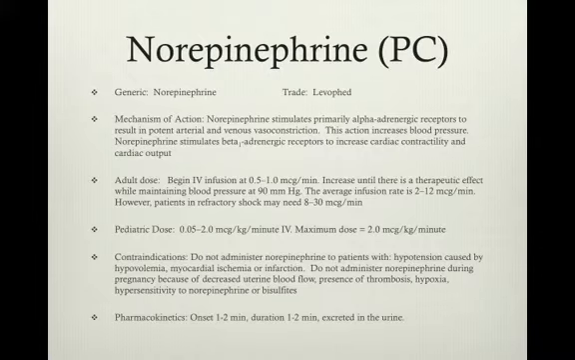Vasopressors: norepinephrine. More specifically, this is a big alpha-1 agonist. The generic on this is norepinephrine, and the trade name is Levophed. This is a primary care medication. Norepinephrine stimulates primarily alpha-adrenergic receptors to result in a potent arterial and venous vasoconstriction. This action increases blood pressure. Norepinephrine stimulates beta-1 adrenergic activity to increase cardiac contractility and cardiac output. Adult dose: begin infusion at 0.5 to 1 mic per minute, and this is dose per minute again.